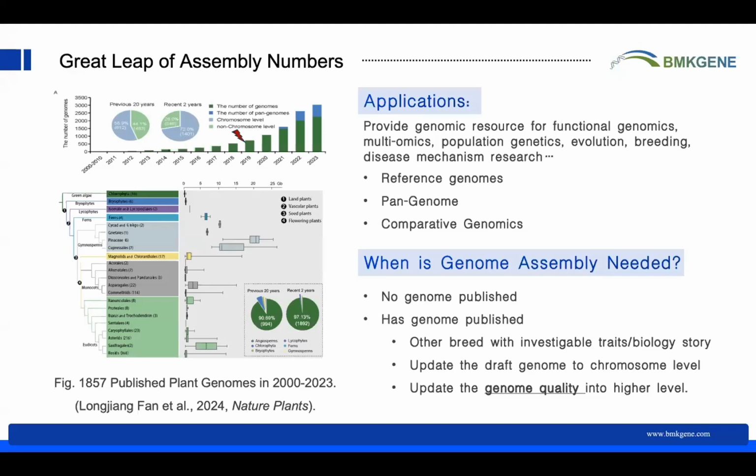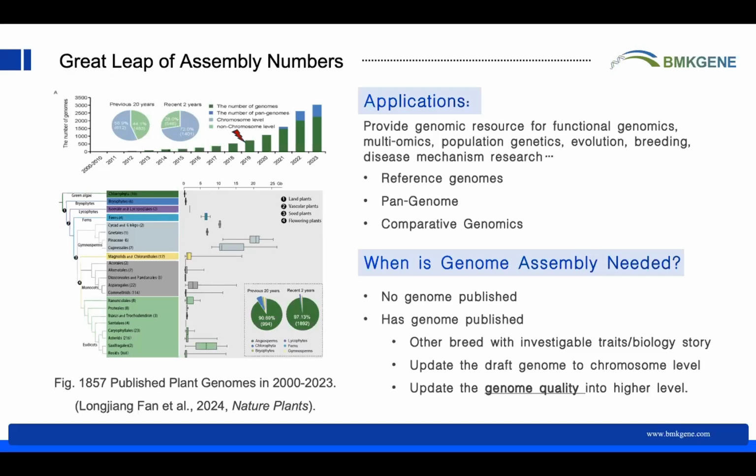The next case is that there is a reference genome, but it's not very high quality, like a draft genome, just at the contig or scaffold level, or assembled using old sequencing technology, like short-read sequencing technologies. Then you can update the draft genome to the chromosome level. That means we can get near-complete chromosome sequences, so more complete and comprehensive information can be given for the species.